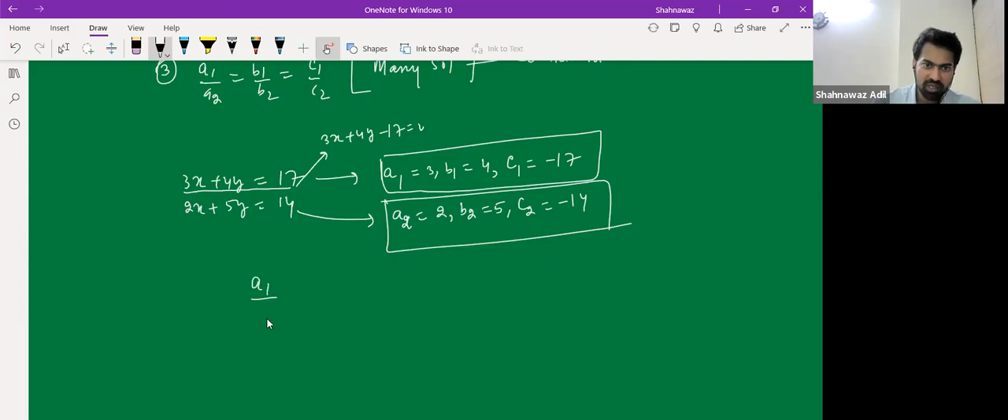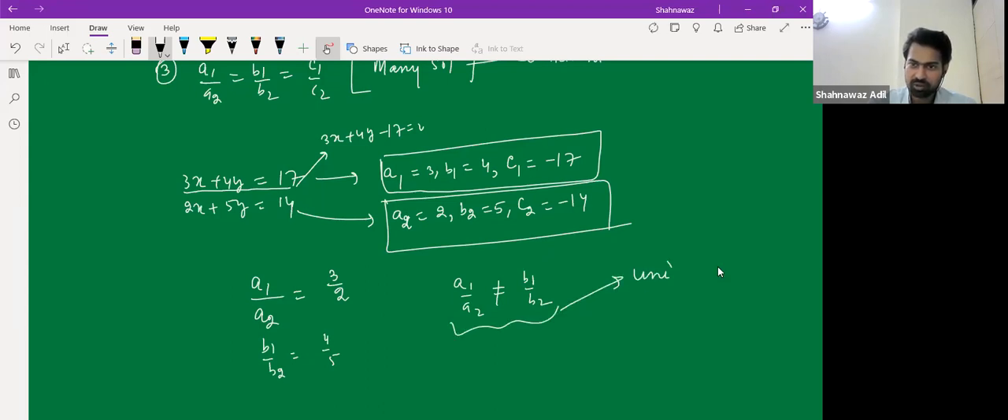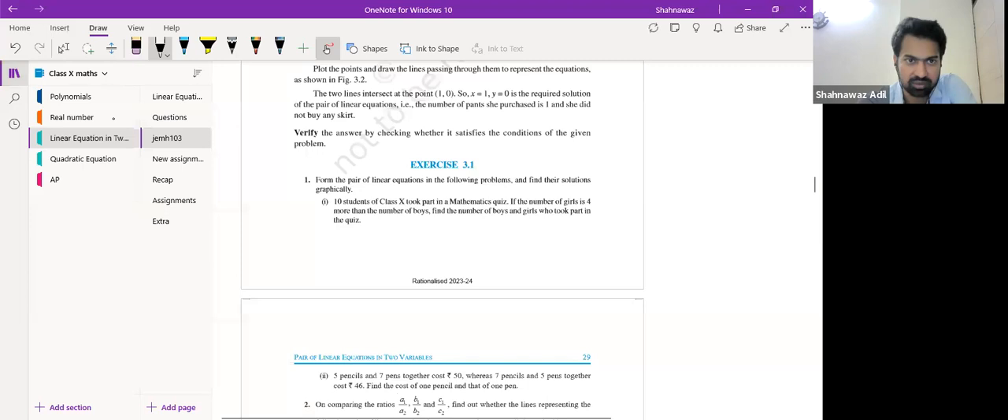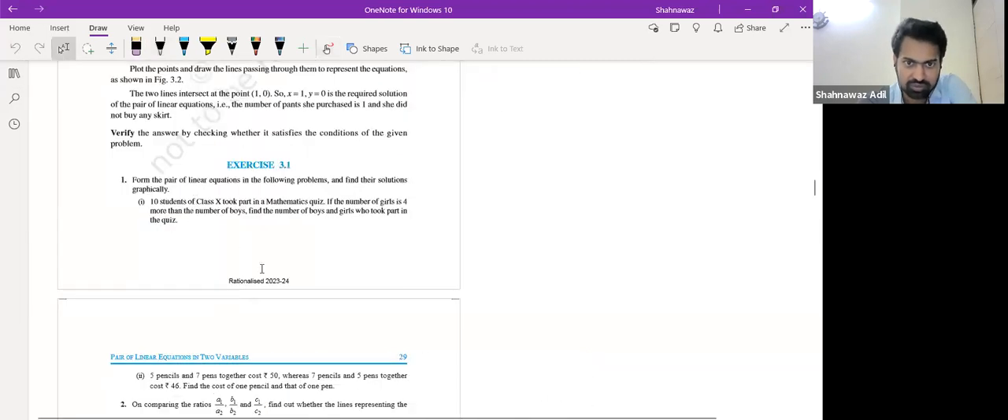So A1 by A2 would be how much? This is 3 by 2, right? And what is B1 by B2? 4 by 5. So we can see that A1 by A2 is not equal to B1 by B2, right? So this will have a unique solution. Okay, so now we can do the exercise questions. Let us do this one.